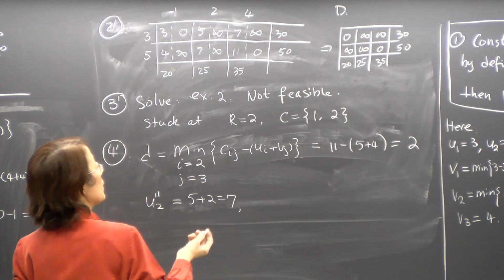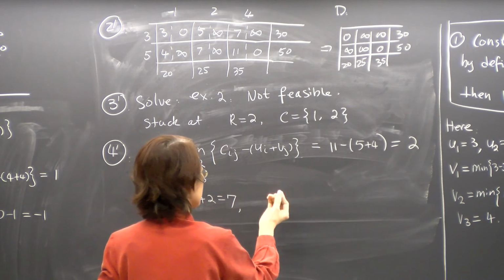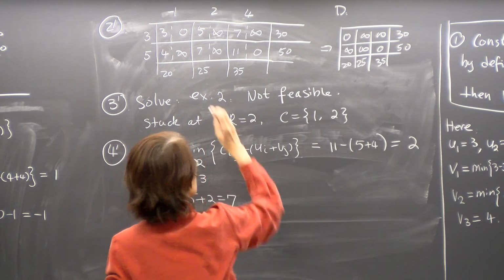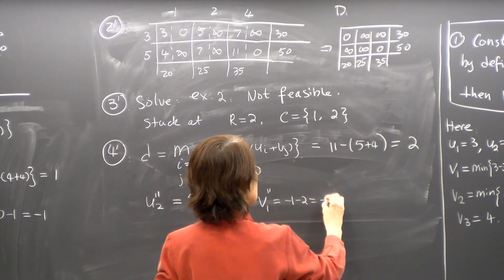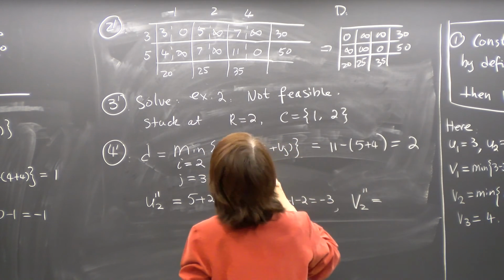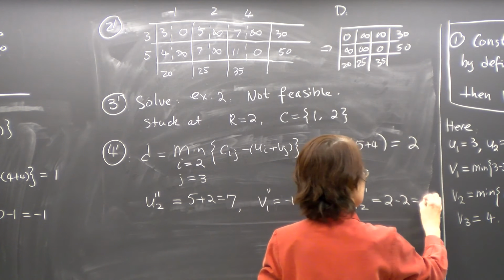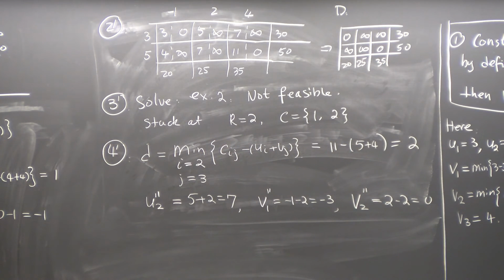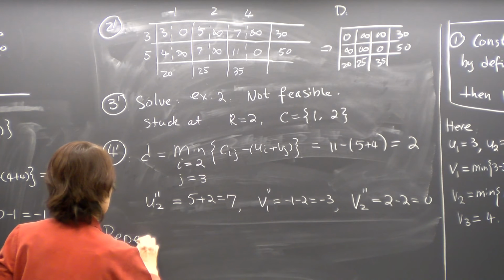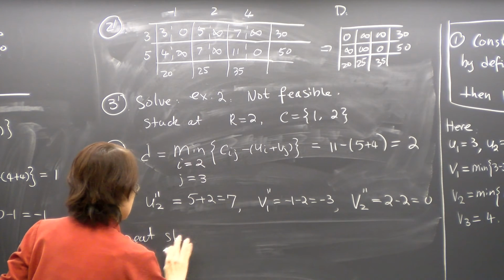And then for V, I will have to change 2 of them. V1 and V2 will both be changed. So I have V1 double prime. It's already -1 minus 2, so it's -3. And V2, I will get 2 minus 2, which is 0. So I have a new guess of the solution to the dual problem. And then what do we have to do? Well, we have to repeat from step 2.